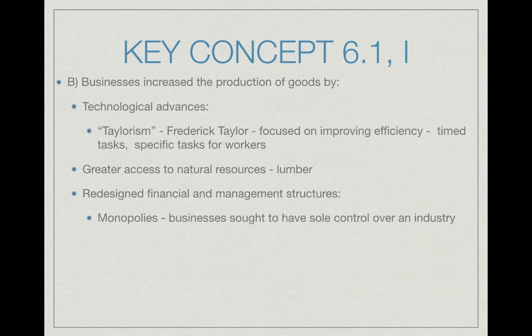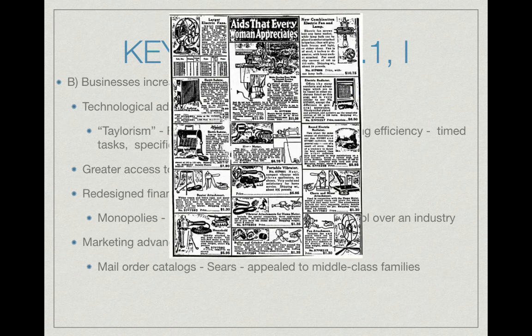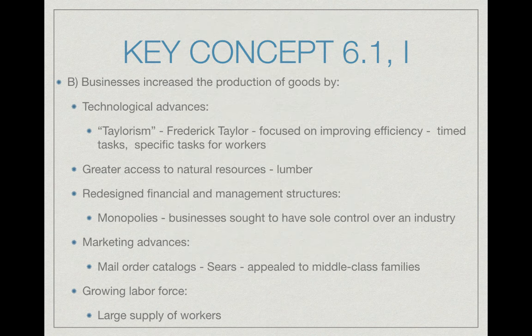Now, what that means is things are emerging like monopolies in which businesses sought to have sole control over an industry. So, for example, Rockefeller Oil will eventually gain control of as much as 90% of the oil industry in America. We have marketing advances emerging during this time. We have mail order catalogs. Places like Sears and Montgomery Ward, these department stores, appealed to middle class families and would have these mail order catalogs that could reach farmers out in rural areas. And a growing labor force as well, with a large supply of workers. So all of those were factors that led to increased production of goods during the late 19th century.